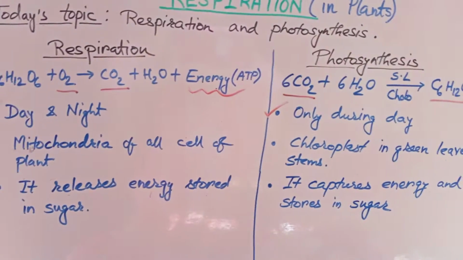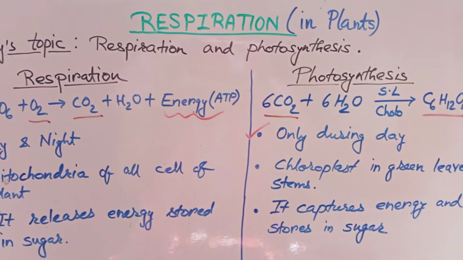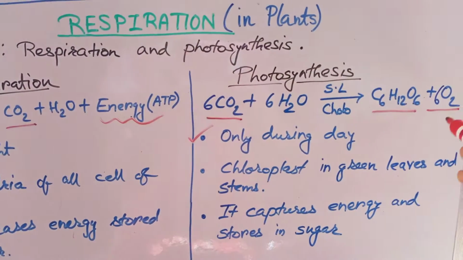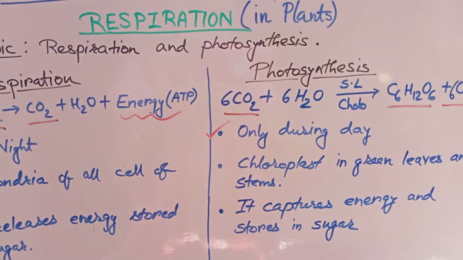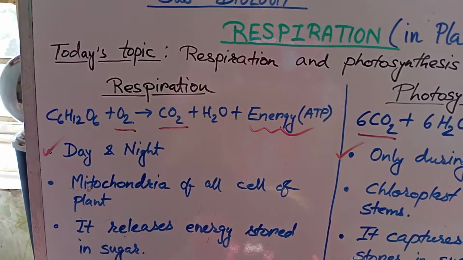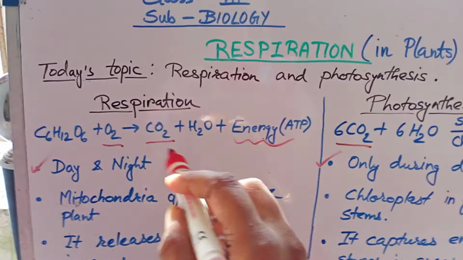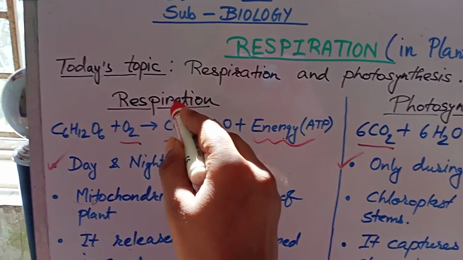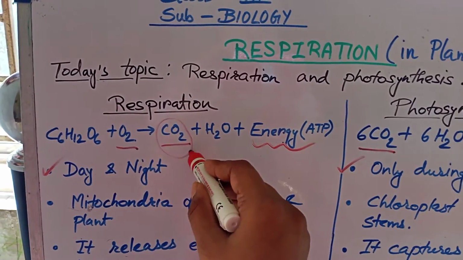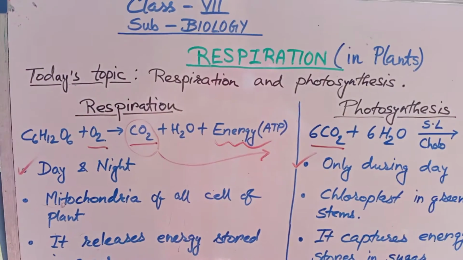One more thing that I will help you understand through a schematic diagram. The oxygen that is produced during photosynthesis in the daytime is used up, partly or wholly, by the plant to carry out respiration during the daytime. In the same way, the carbon dioxide that is produced during respiration in the daytime is again used up by the plant to carry out photosynthesis during the day.